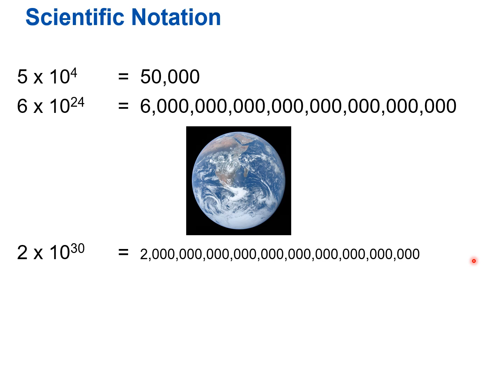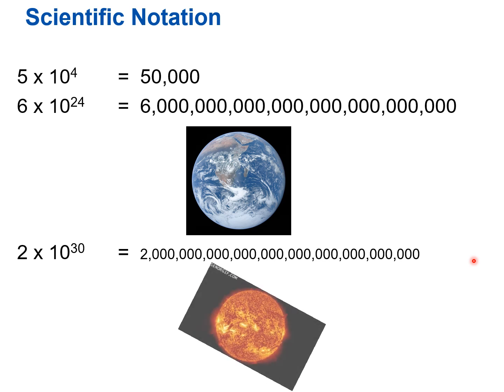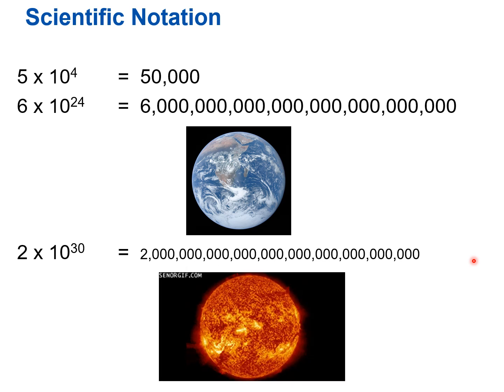We can take an even larger number, 2 times 10 to the 30th. And so the 10 to the 30th tells us the order of magnitude, how big it is, and the 2 really doesn't matter as much as the 10 to the 30th, so a 2 with 30 zeros after it. And that, by the way, is the mass of the sun.